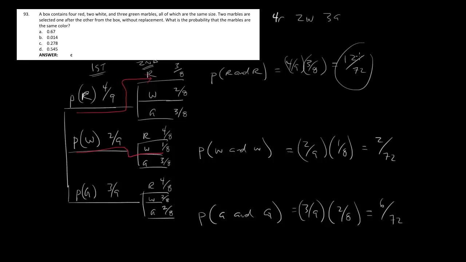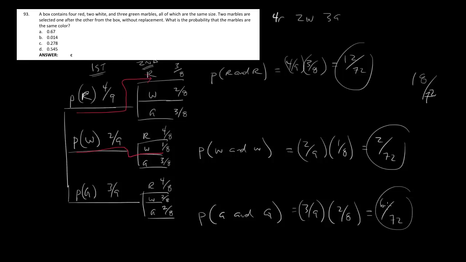So I've got 12/72 plus 2/72 plus 6/72. So if I want to add them all up, I get 18 out of 72. And 18 out of 72, 18 divided by 72 gives me 0.25. So that's a little bit different. 18 out of 72. I don't see that up here at all.